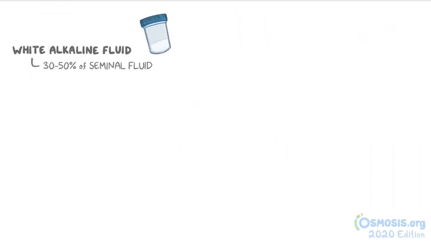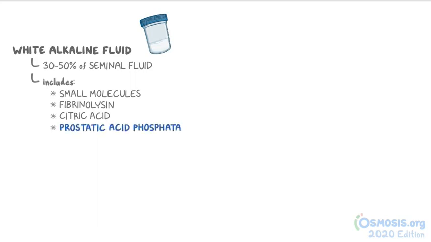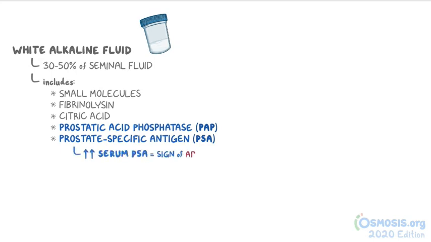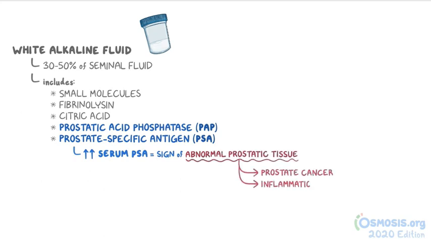The alkaline fluid that's secreted by the prostate gland also includes various small molecules, fibrinolysin, citric acid, and the clinically important prostatic acid phosphatase, or PAP, and prostate-specific antigen, or PSA. Normally, only a small amount of PSA will leak into the prostate's vasculature and circulate in an individual's blood. But a high level of circulating or serum PSA is a sign of abnormal prostatic tissue, which could be caused by prostate cancer, inflammation, or benign prostatic hyperplasia.